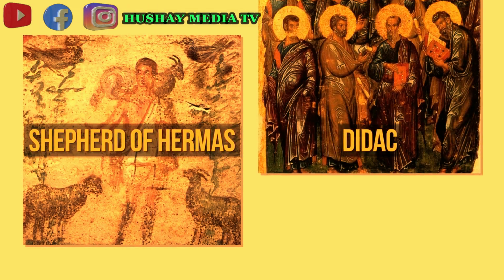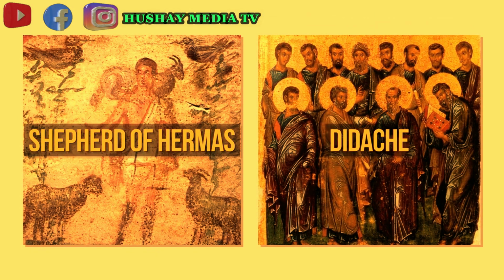Two other books that were dropped are the Shepherd of Hermas and the Didache. Neither are epistles, but I thought they were worth mentioning since I won't be doing a separate episode on the New Testament Apocrypha. The Shepherd of Hermas is comprised of various visions, commandments, and proverbs, whereas the Didache is kind of like an early catechism, a catechism being a summary of Christian doctrine used for teaching.